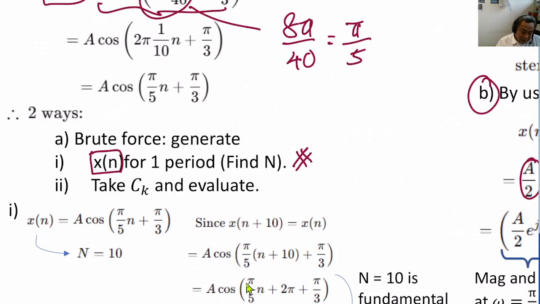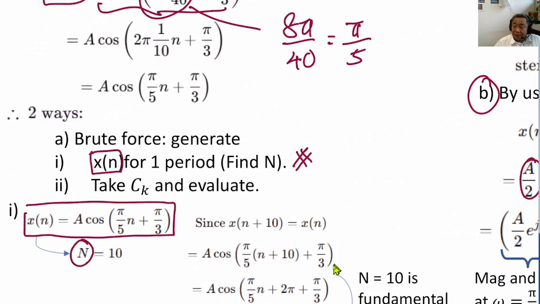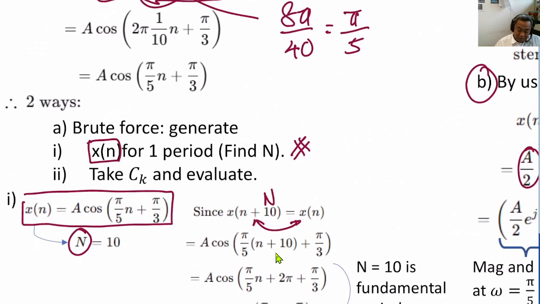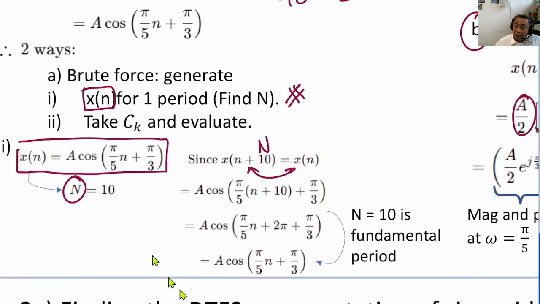So let's study this equation. First, we have to figure out what the period is. You realize that if this is pi over 5 for the omega, we need to find a capital N such that this is true. We figure out how to do this in our tutorials, so I will not go through it. Basically, we have now found that capital N equals 10.